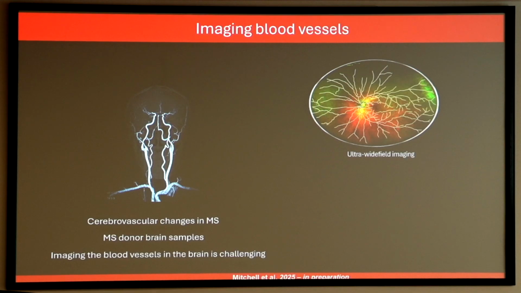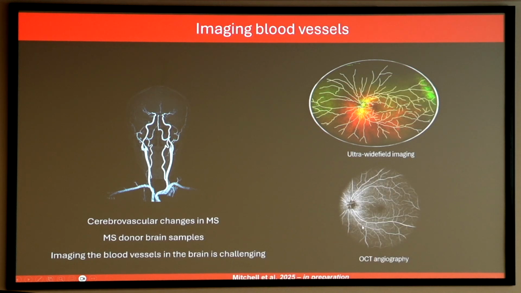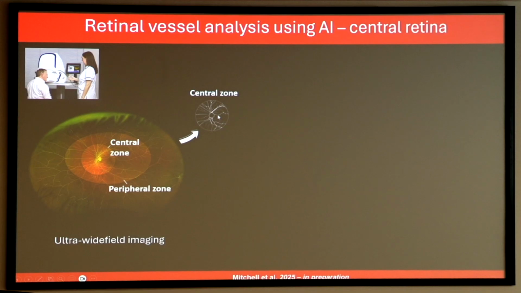And so in the eye, we can easily image the blood vessels in the retina, and they may actually reflect changes to the brain. And we use a novel imaging modality called ultra-widefield imaging. We can capture the entire retina, and we also used a technology called OCT angiography. That's again non-invasive. It's very quick, and it visualizes the tiniest blood vessels in the retina, the microcapillaries. We can measure densities. So what we did then is we looked at central retinal vascular changes.